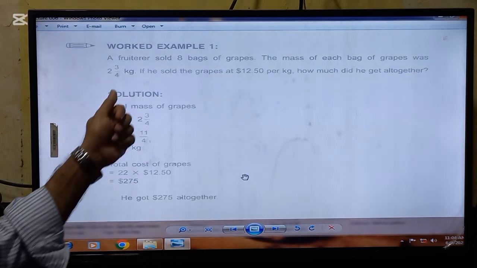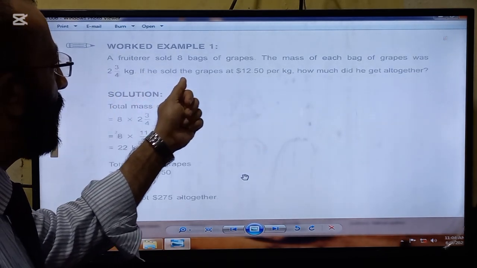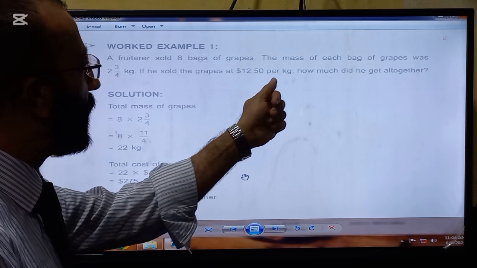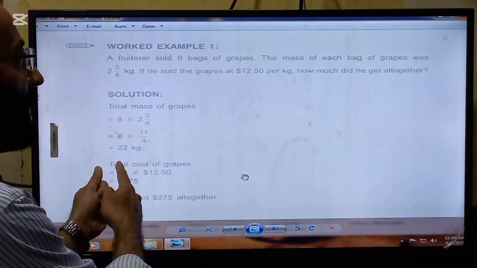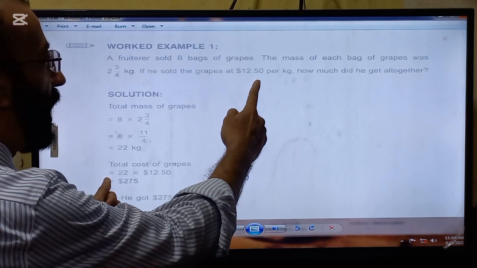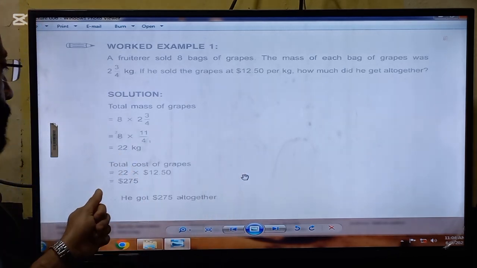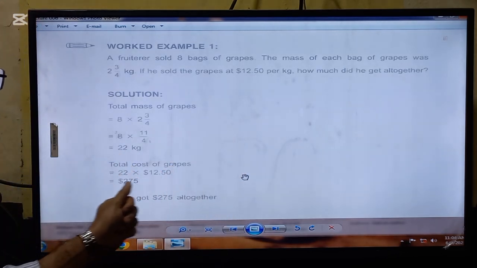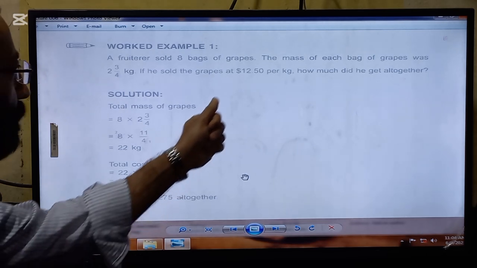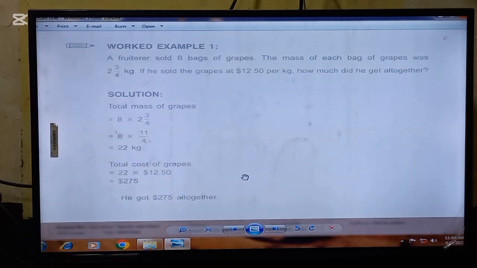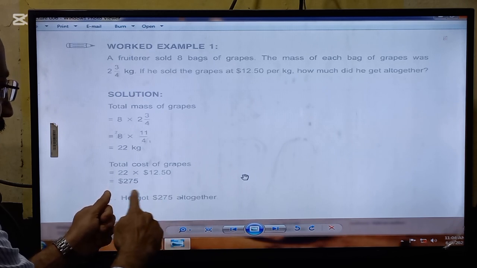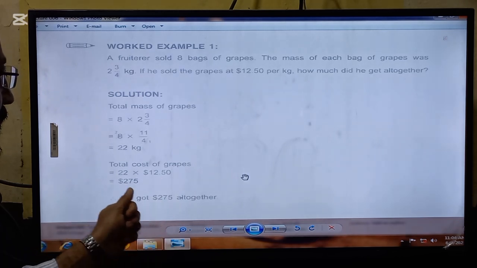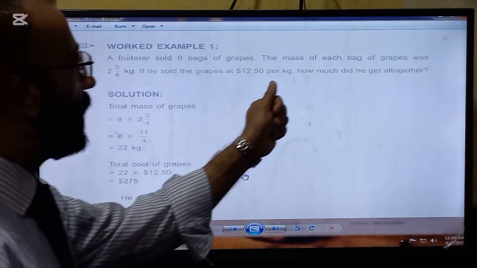So look now, the further statement is if he sold the grapes at 12.50 per kg, if 1 kg's price is this one and 22 kgs are sold, so multiply 12.50 with 22. So look now, total cost of the grapes, 22 multiplied by 12.50. At this stage, multiply the values, that will be the answer. So this is the total price that he gets all together.